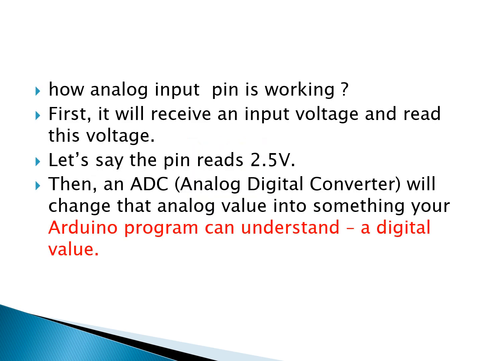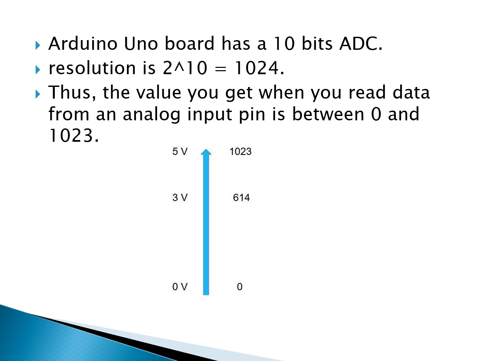How the analog pin works. First, it will receive an input voltage and read this voltage. Let's say the pin reads 2.4 voltage. Then an ADC, analog to digital converter, will change the analog value into a digital value your Arduino program can understand. Arduino UNO board has a 10 bit ADC. Resolution is 2 power 10, that is 1024. Thus the value you get when you read data from an analog input pin is between 0 and 1023.